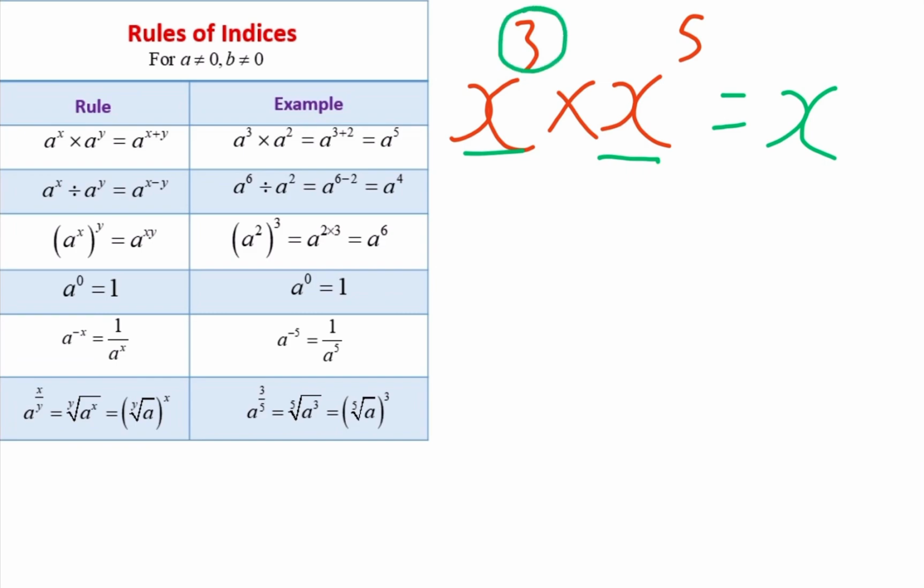Therefore, circle the first power, circle the second power, connect them together and put a plus sign. Do not multiply them. Okay, that's a misconception. We add them together. So 3 plus 5 gives us 8. So the answer is x to the power of 8.